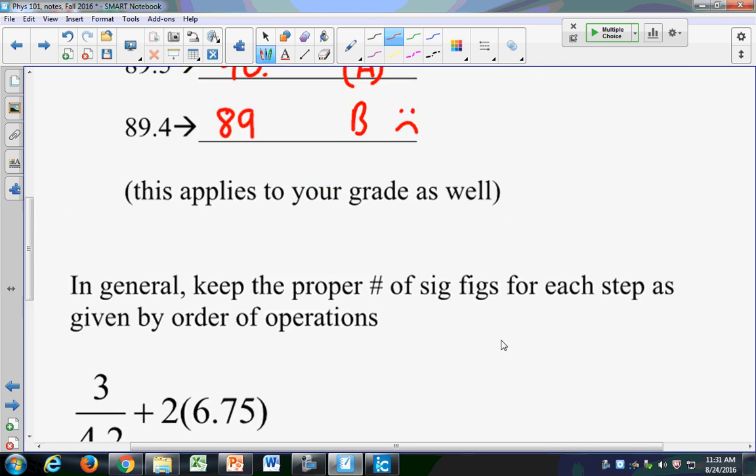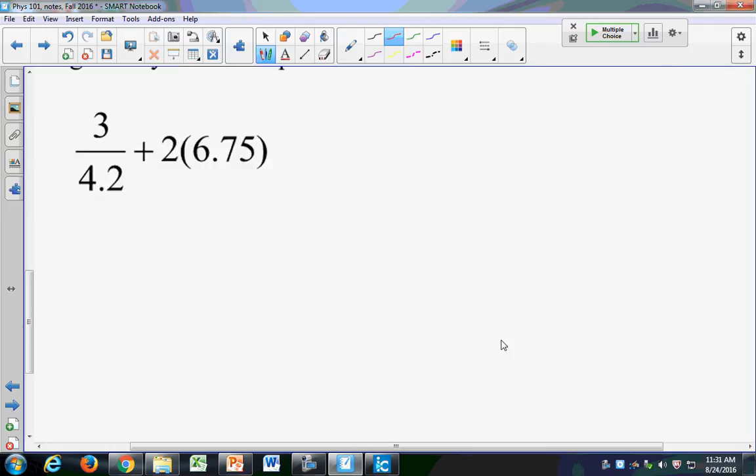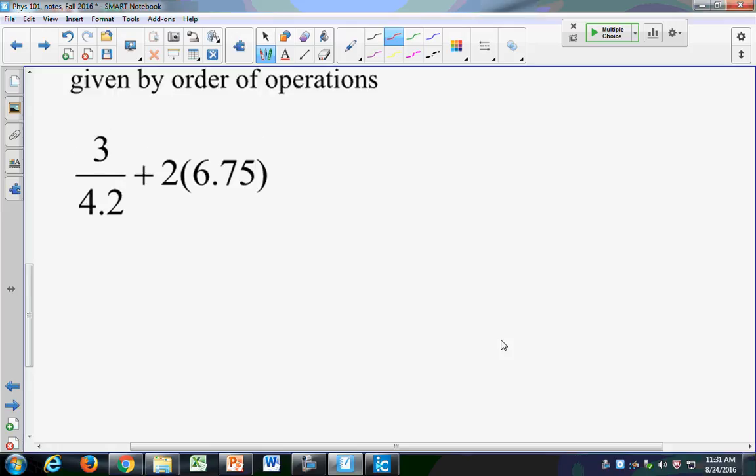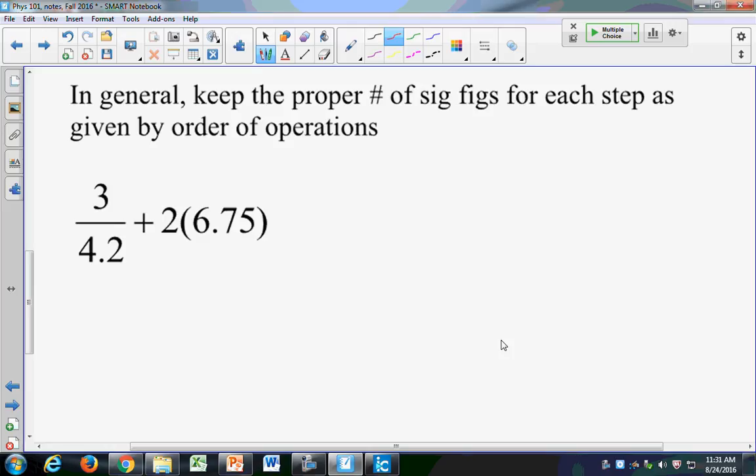Okay, so on the test, what you'll see is something more like this, where you have combined operations. So when you do these, different people sort of have different philosophies, but I say you just follow the order of operations and you keep sig figs as you go through the order of operations. So you just keep the proper number of sig figs for each step. So the steps that I would do first here would be these two steps. I do this, keep the proper number of sig figs, which would be how many, by the way? It would be 1. Do this, keep the proper number of sig figs, which would be 1 digit, and then add those two numbers, keeping the lowest number of decimal places.